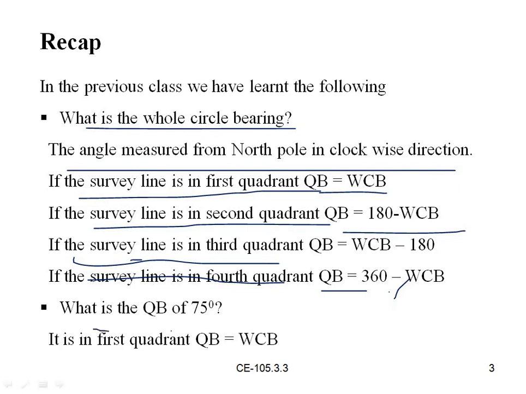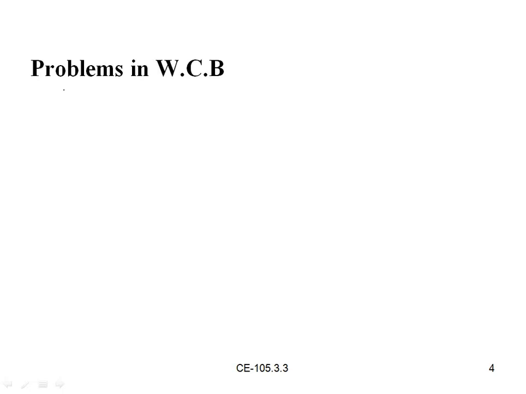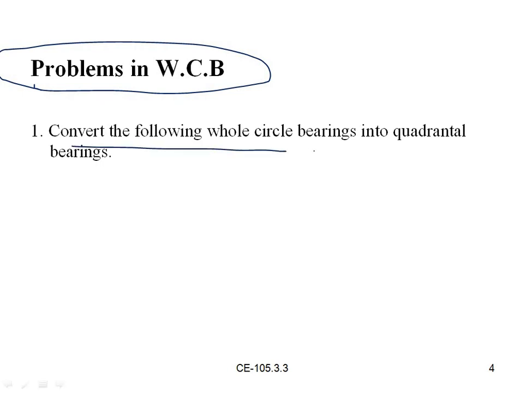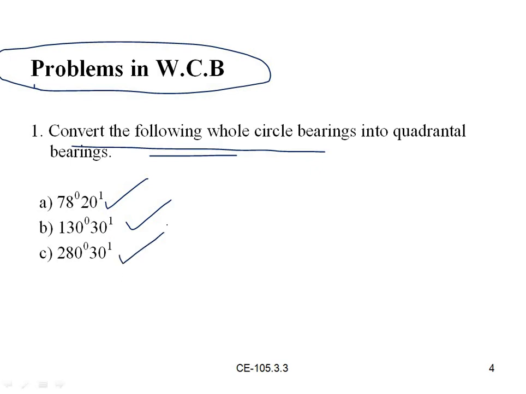So what is the quadrantal bearing of 75 degrees? It is in the first quadrant, so quadrantal bearing is equal to whole circle bearing. Now let us see problems on whole circle bearing. Convert the following whole circle bearings into quadrantal bearings: A, 78 degrees 20 minutes; B, 130 degrees 30 minutes; C, 280 degrees 30 minutes; and D, 232 degrees 30 minutes.